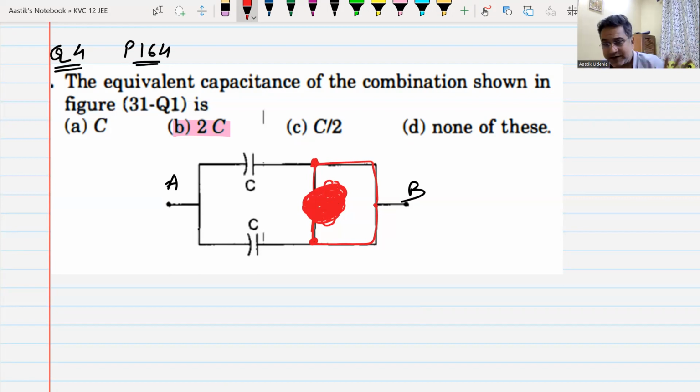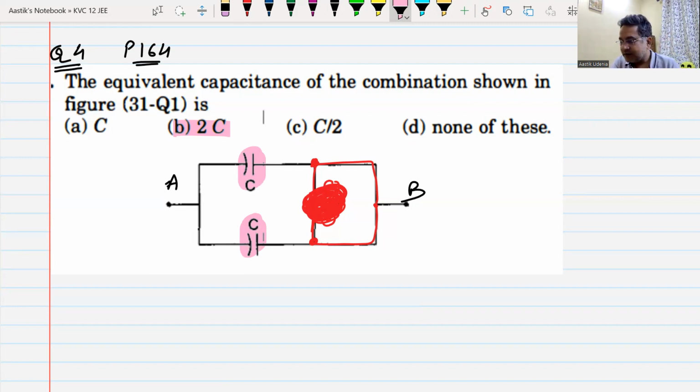We call it shorting of the capacitor. We understand that this capacitor gets shorted, then you have only 2 capacitors, C and C, across A and B. This C and this C are connected in parallel and therefore your answer is 2C. Do we understand this? Yes, sir. Great.